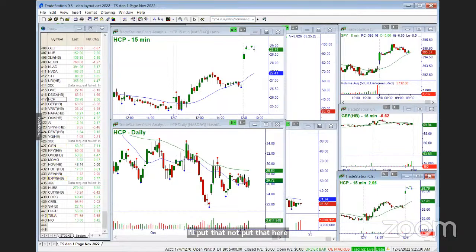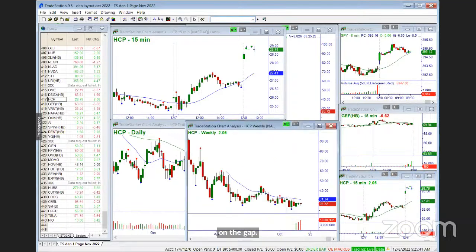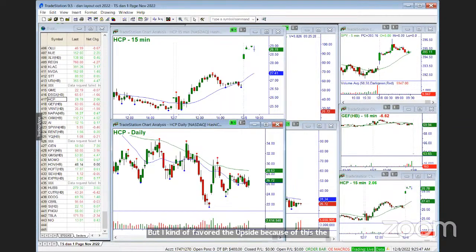It's a bottoming pattern. This was a pattern that I said yesterday we could trade up or down based on the gap, but I kind of favored the upside because of this weekly leveling off. So that's a long watch.